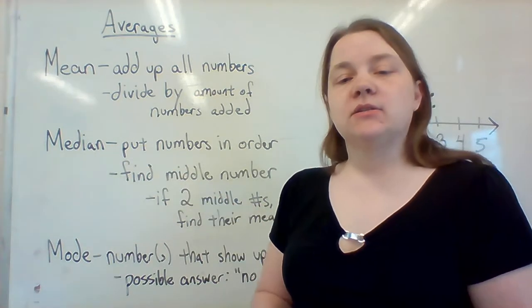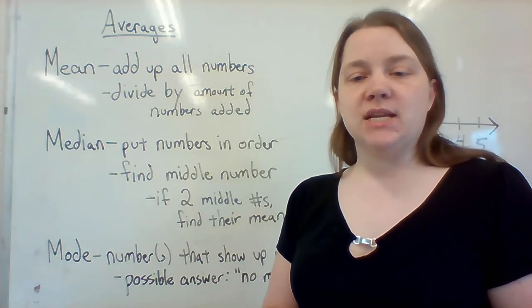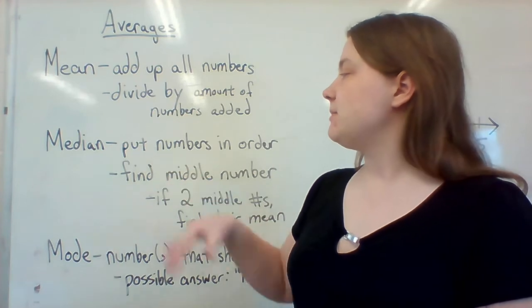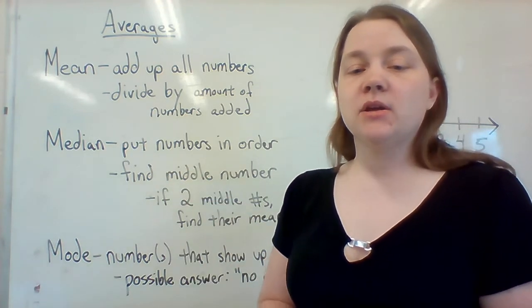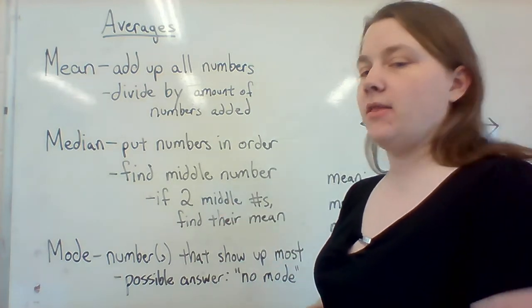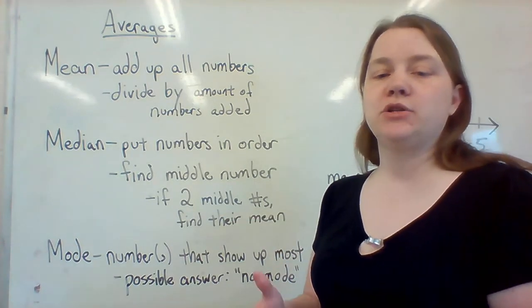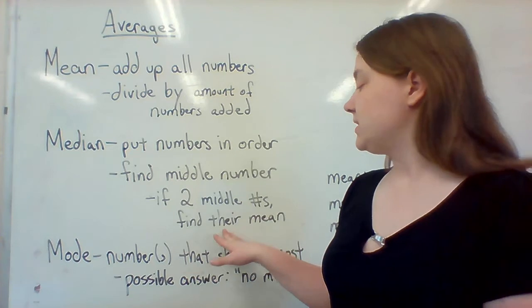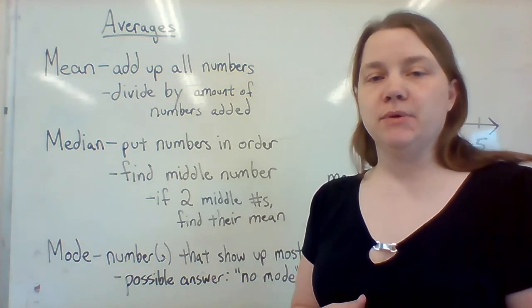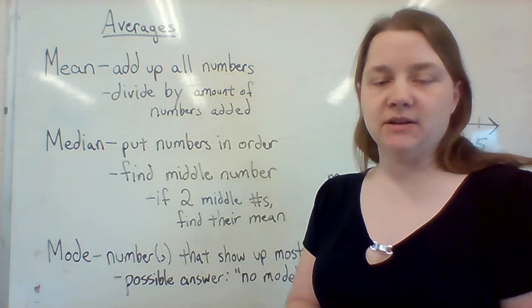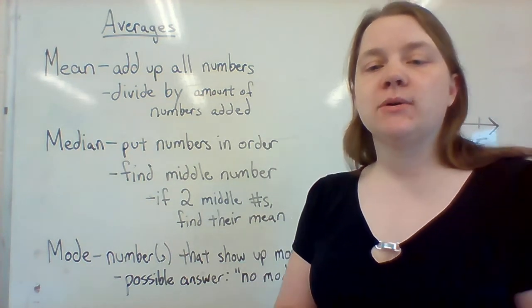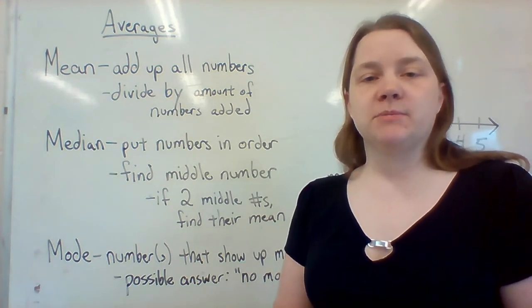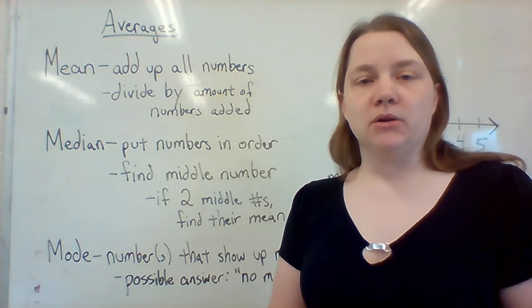The second type of average is the median. In order to find the median, you need to put the numbers in order from least to greatest. You then need to find the middle number, and if there are two middle numbers, then you need to find the mean of the two middle numbers. So you add up those two numbers and then divide by 2. We're also going to talk about what that looks like, but just know that the median can also be thought of as the number in the middle.